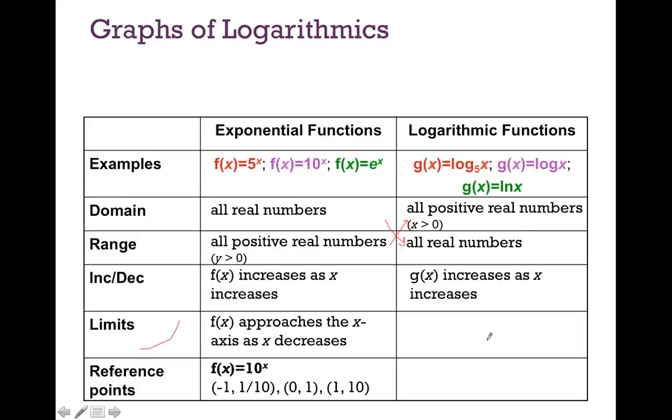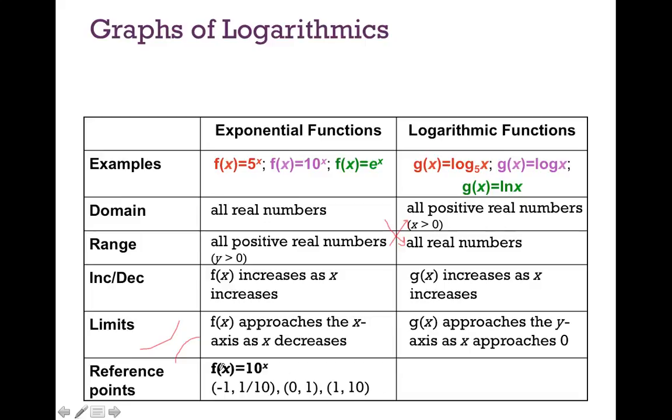Well, when we flip that over to our inverse logarithmic function, now the g of x approaches the y-axis as x approaches 0. So now we get that curve going the other way, and so now it's the y-axis that's going to be the asymptote, and our graph is going to be getting closer and closer to that y-axis as x gets closer and closer to 0. But again, from our domain, x is never going to actually equal 0 because it has to be positive.